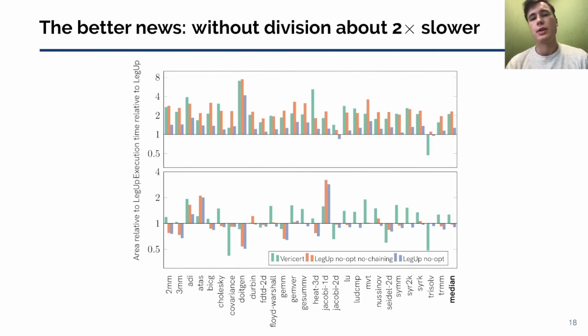The better news, though, is that without division, we're only about 2 times slower than optimized LegUp, and we're actually on par with LegUp without any optimizations, which is quite encouraging. In this case, we did the test by implementing division in terms of shifts as C code.